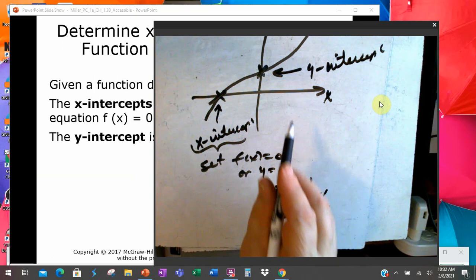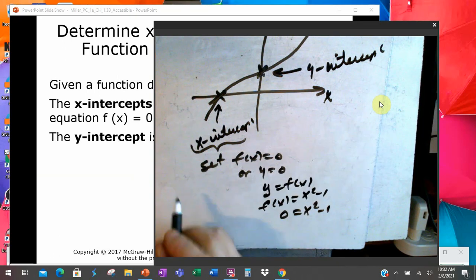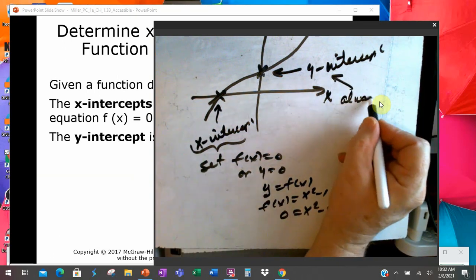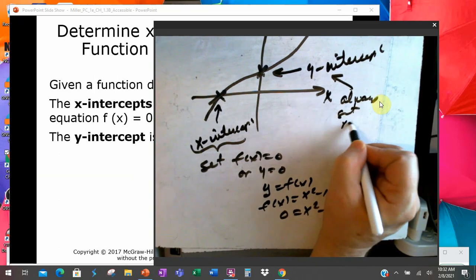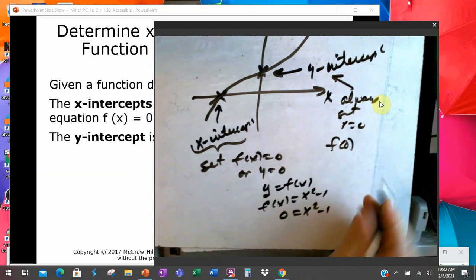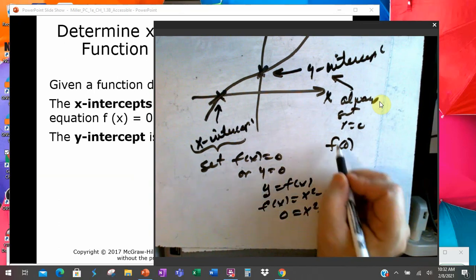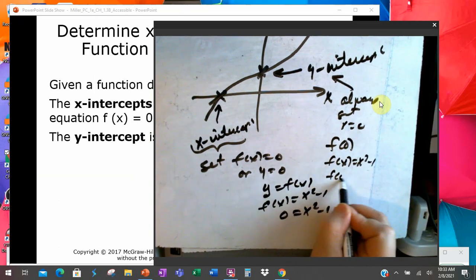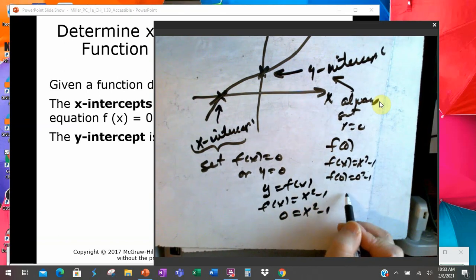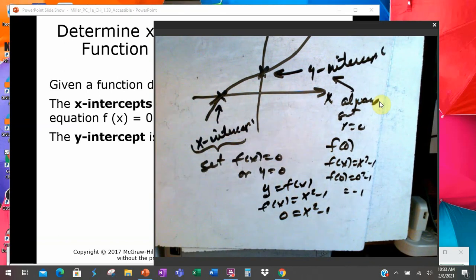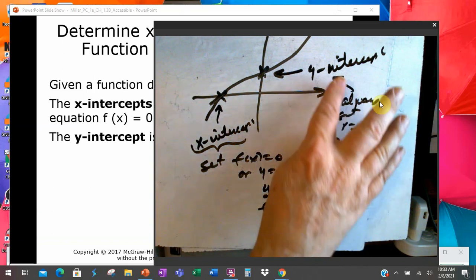This would be a quadratic, and it would be up here. The y-intercept is always easy. I just set x equal to 0. And since I'm using functional notation, that is just f of 0. So for this, f of 0 would just be 0 squared minus 1, which would be just negative 1. It would be down here. That's how I find the y-intercept. This is the y-intercept.